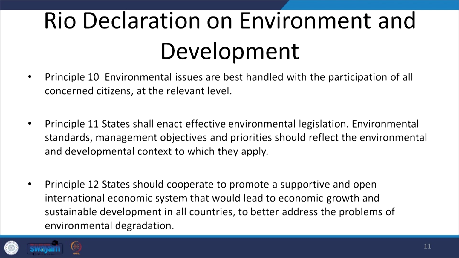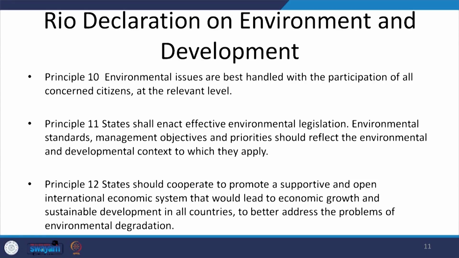In almost all the countries today, legislation for protection of environment is in place. How much it is being implemented is a second question. However, the first step towards it, which was the creation of an environmental policy and legislation, has been to a large extent achieved. Principle 12 states that states should cooperate to promote a supportive and open international economic system.